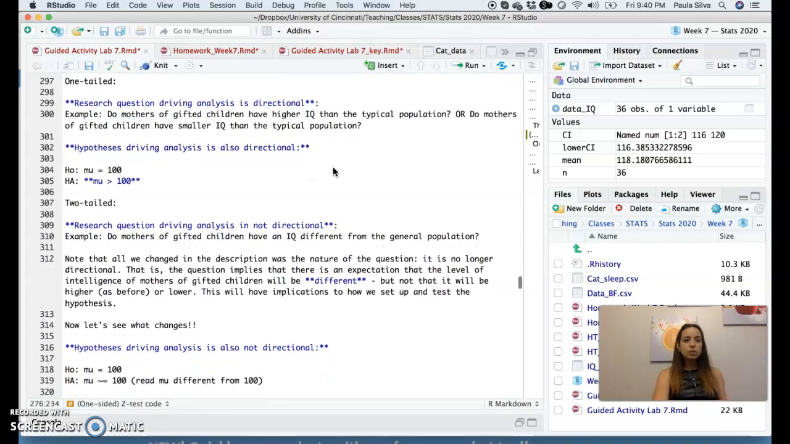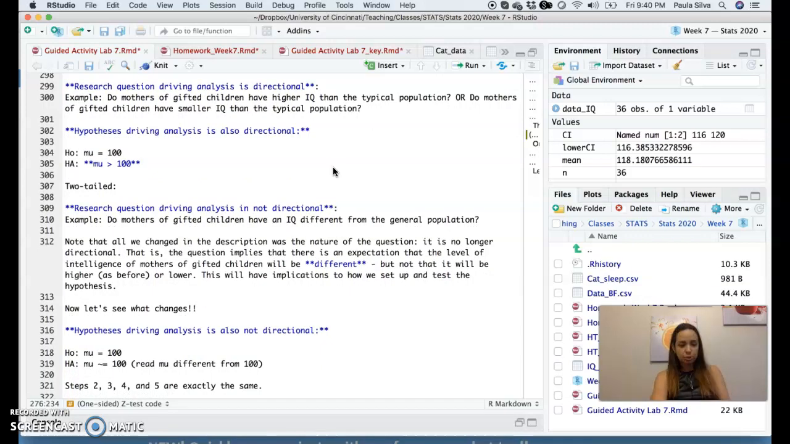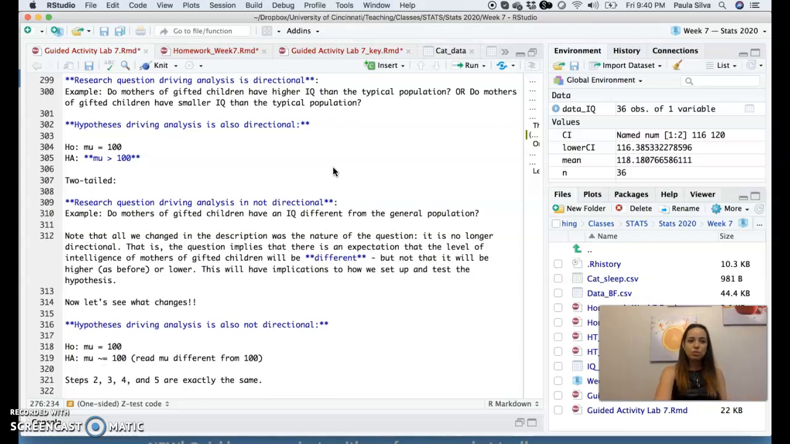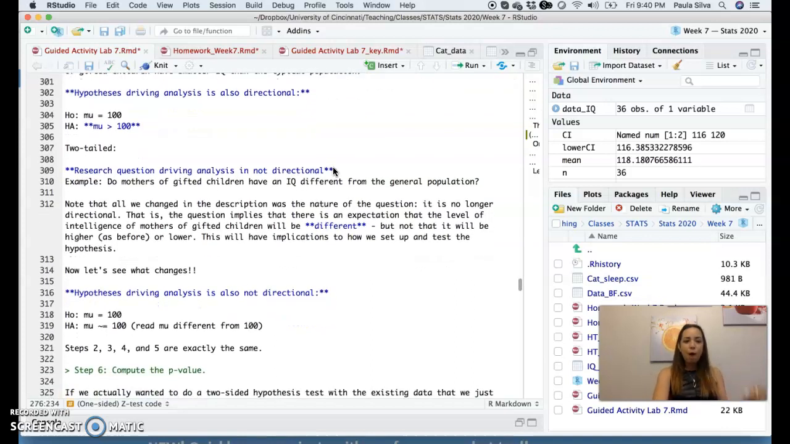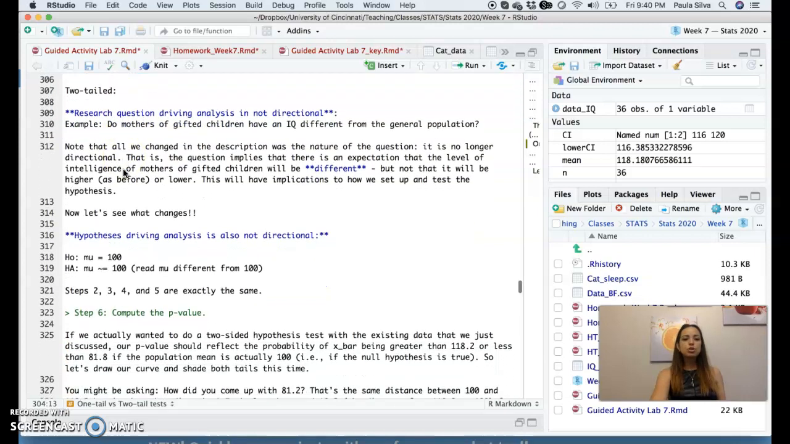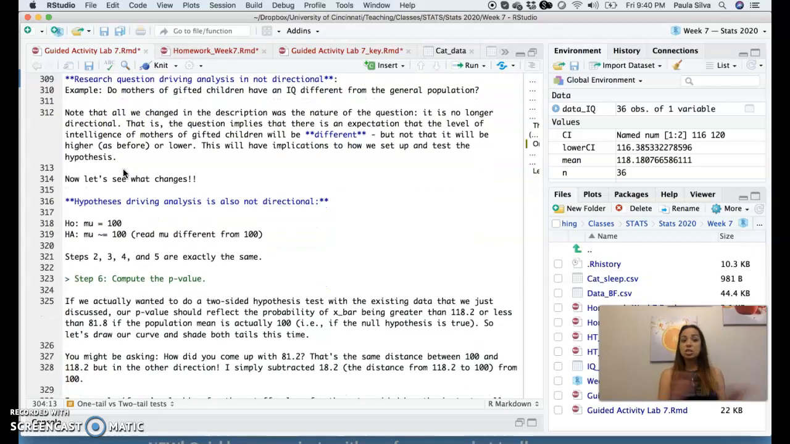So the one-tailed, the research question driving the analysis, is directional. Do mothers of gifted children have higher IQ, not different, higher IQ than the typical population? Or do mothers of gifted children have a smaller IQ than the typical population? Then the hypothesis will be directional, mu greater than 100. Now the two-tailed, the research question driving the analysis, is not directional. Example, do mothers of gifted children have an IQ different from the general population?